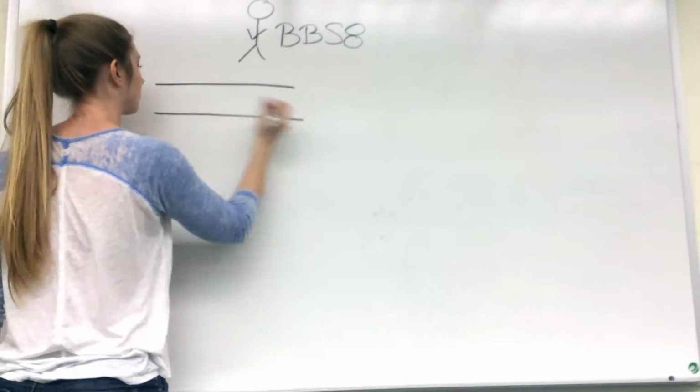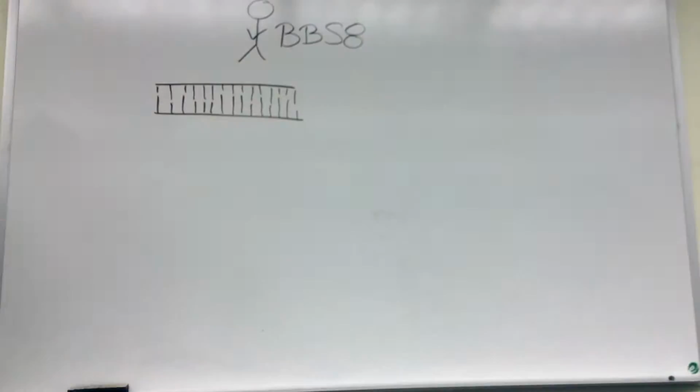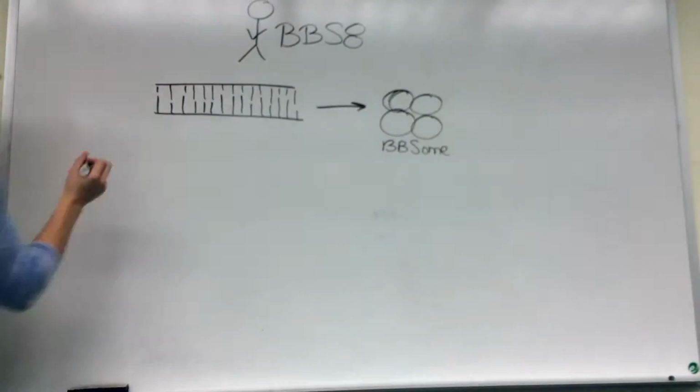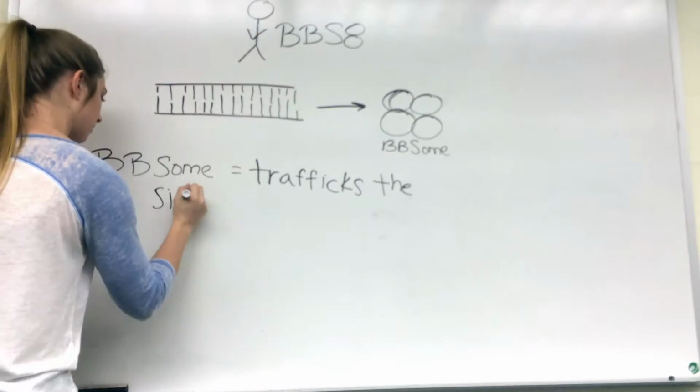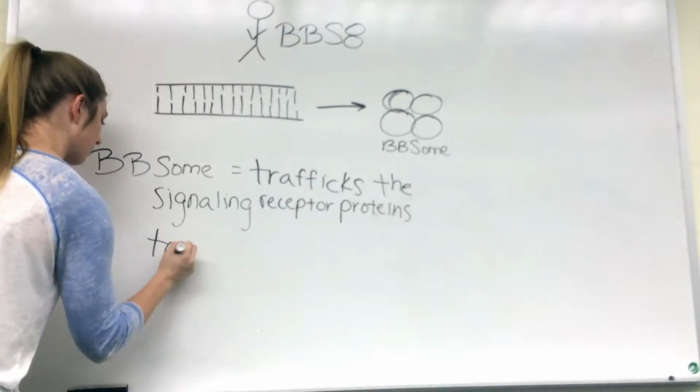BBS8 encodes a protein that is part of a bigger protein complex called the BBSome, which is involved in trafficking signaling receptor proteins to cilia, which is a microscopic organelle that extends from the surface of cells.